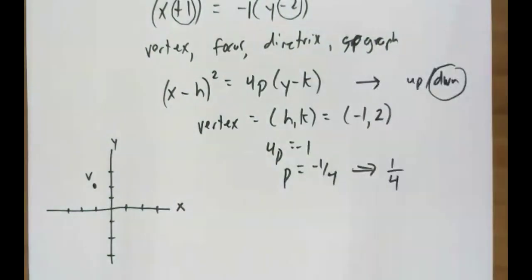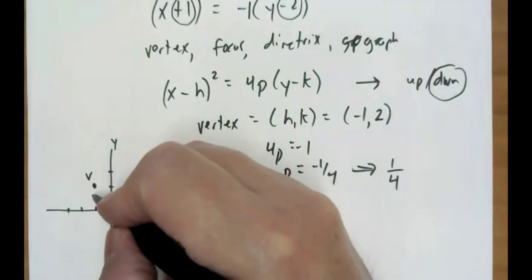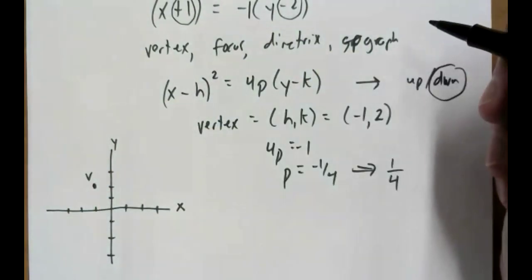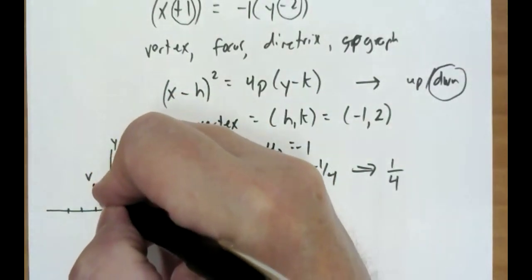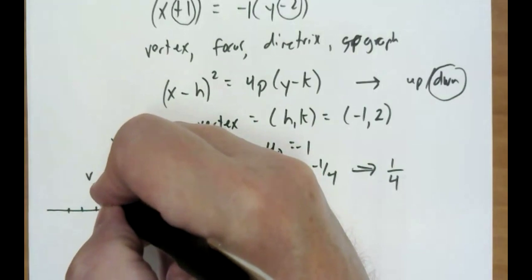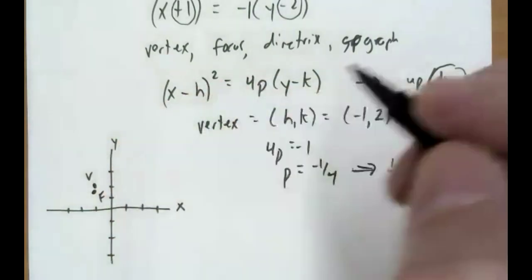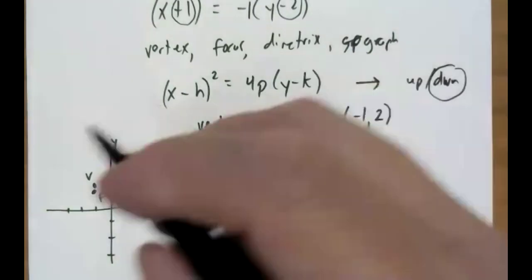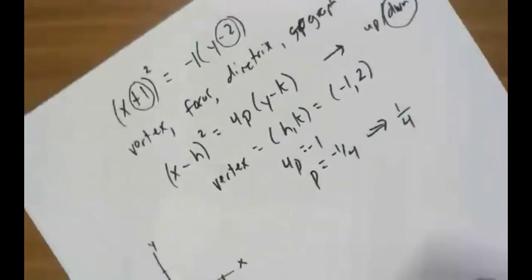This sketch of the graph isn't going to be the best, because what that says is, from the vertex, since it's open down, I'm going to move 1/4, and that's going to be the focus. So it's sort of crazy. A distance of 1/4 is maybe right here. And then a distance of 1/4 up is going to be the directrix.